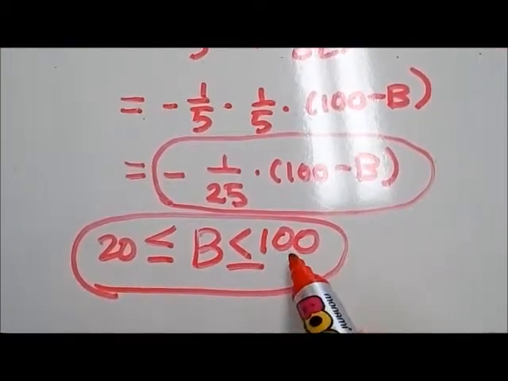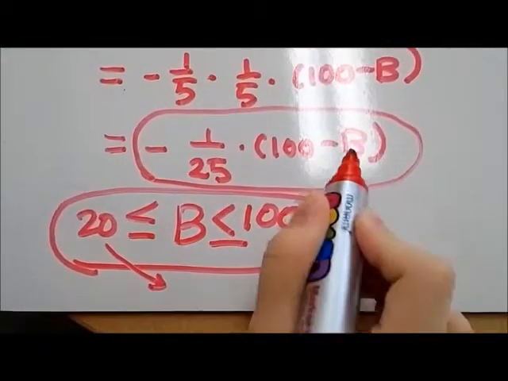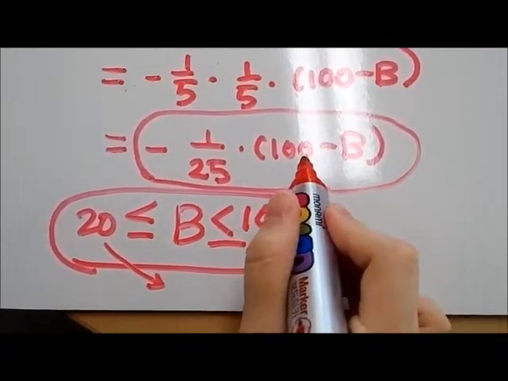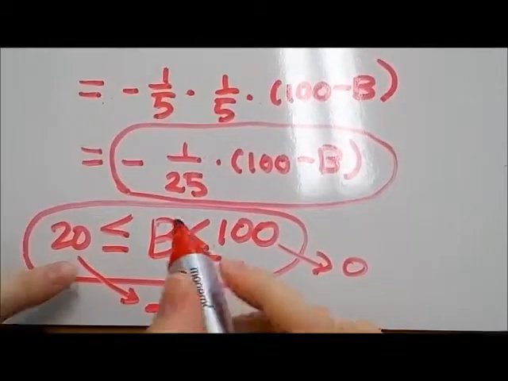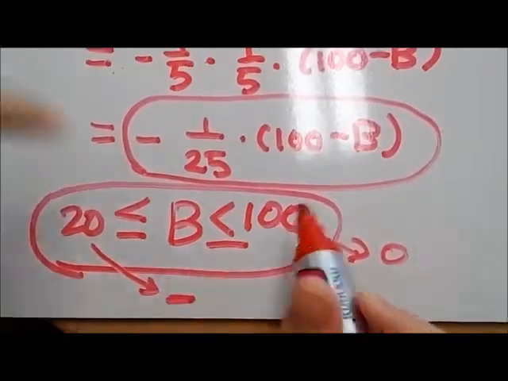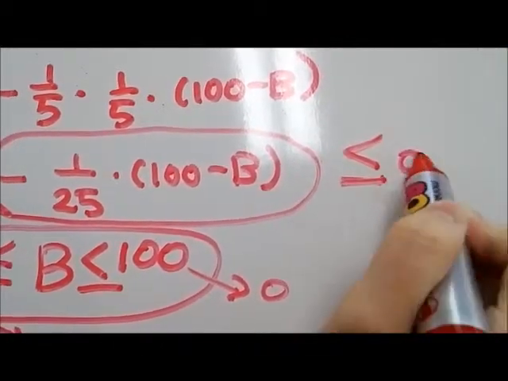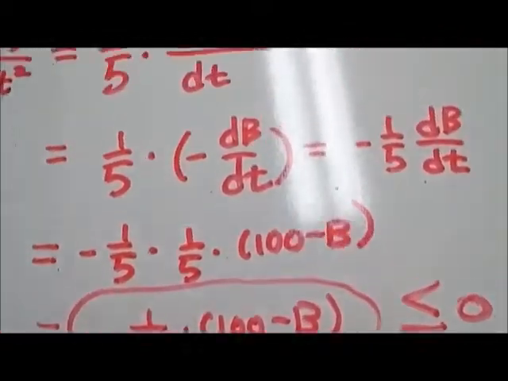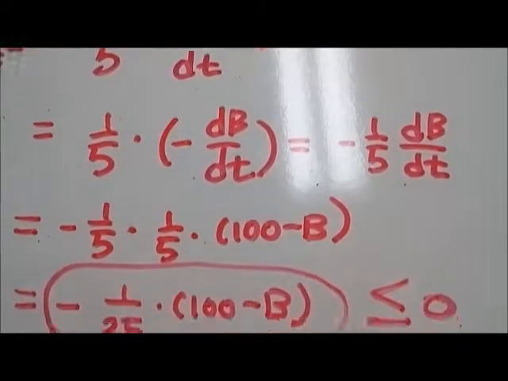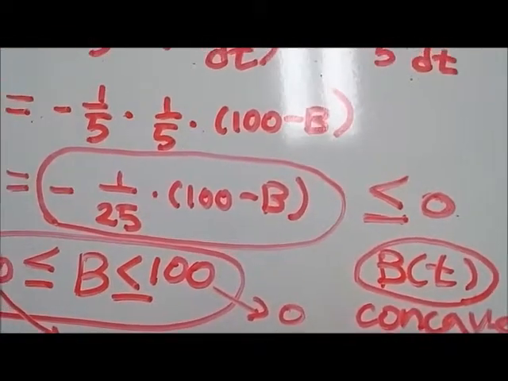This is because when we plug in 100, it becomes 0. And when we plug in 20, it becomes 80 over 25 with a negative sign, so it is negative. And for all numbers that lie between 20 and 100, it is going to be negative. So it is always non-positive, so to speak. This means that the graph of B of t will always be concave down.